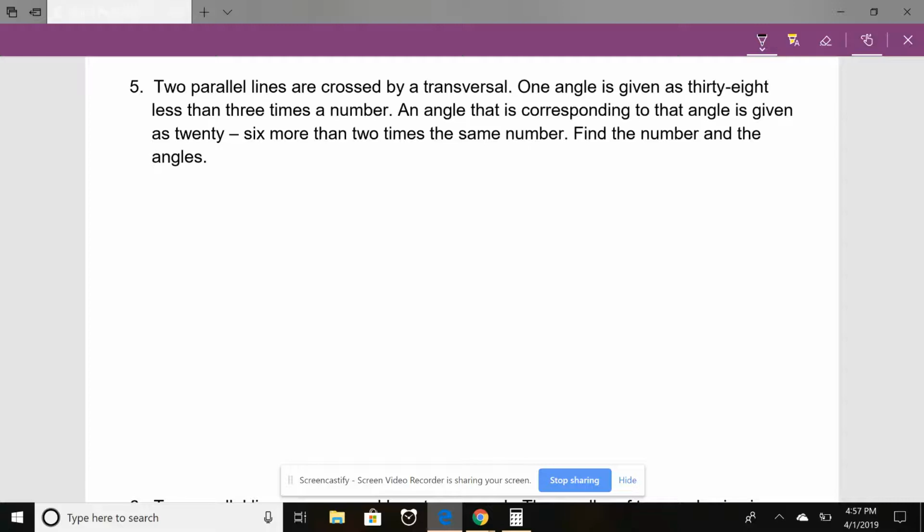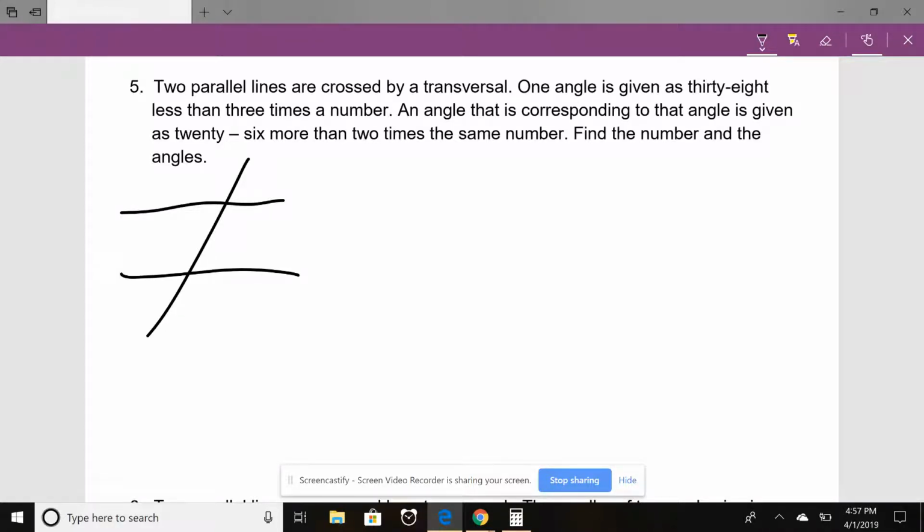In today's lesson, we're going to be looking at word problems where we have to create a diagram, usually two parallel lines cut by a transversal, and then figure out the angle measures within that diagram based on the information they give us. So if we look at number 5, it says two parallel lines are cut by a transversal. So I'm going to draw that first. Two parallel lines cut by a transversal.